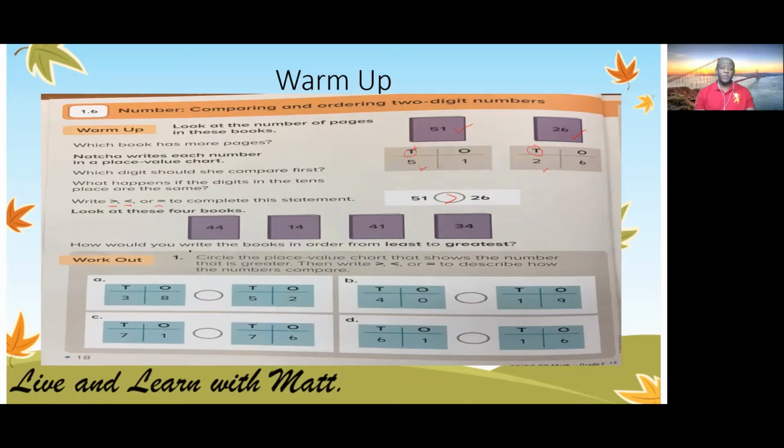Look at these 4 books: 44, 14, 41, 34. How would you write the books in order from least to greatest? We compare the tens. So 14 has the least tens, so 14 will come first. 3 tens is the next one, 34.